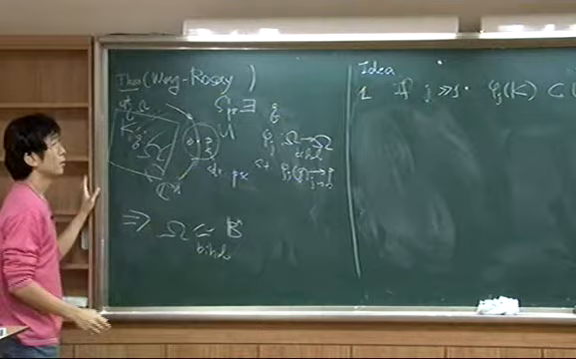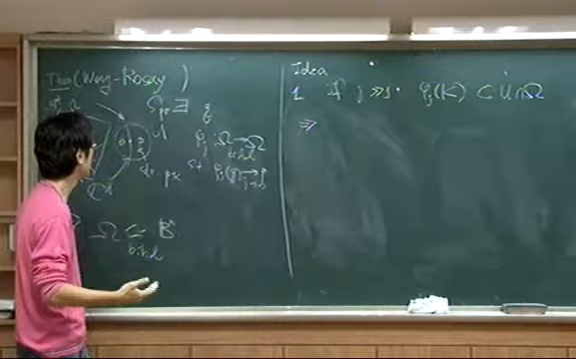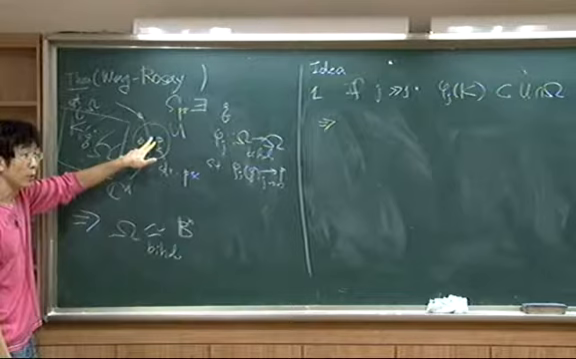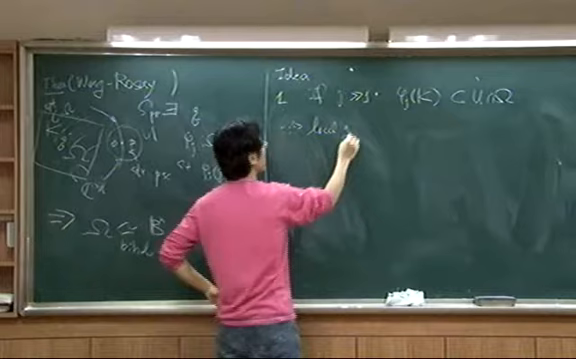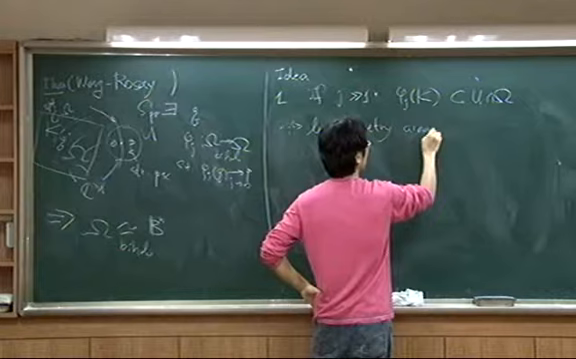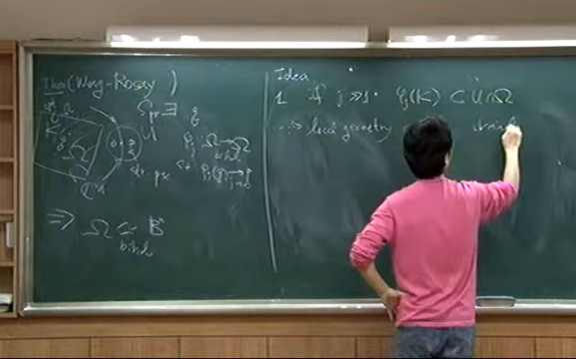It means that, philosophically in principle, the local geometry near the boundary point dominates the global geometry of the domain. This is not true, I think. Local geometry around P dominates global geometry.